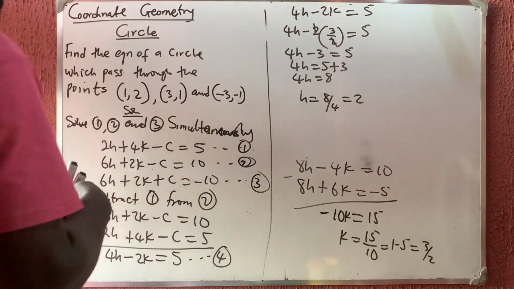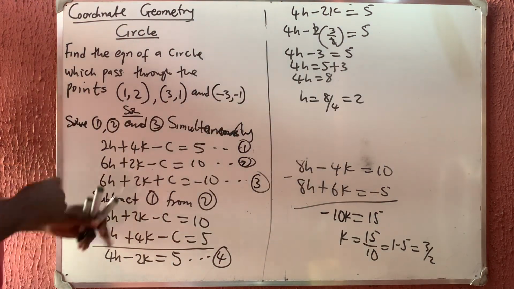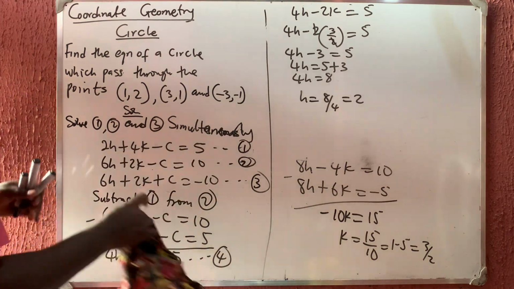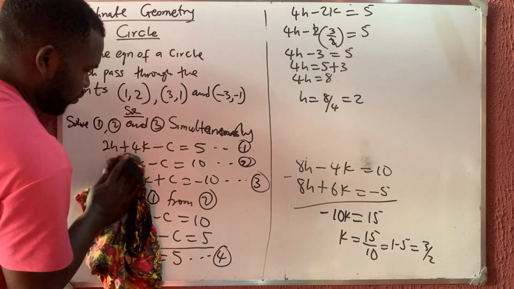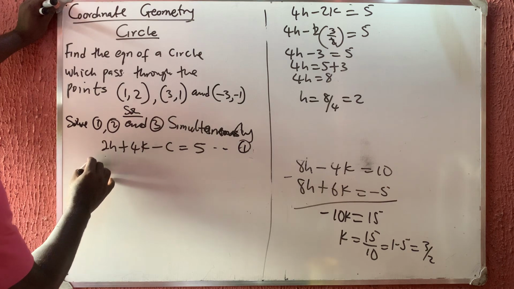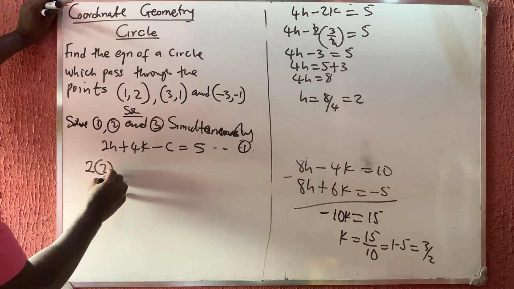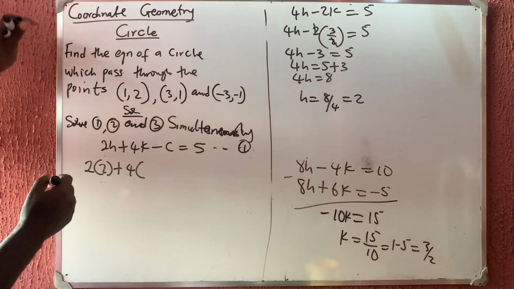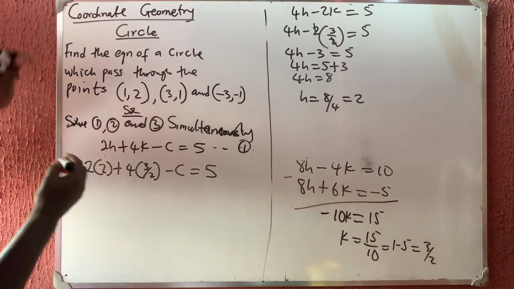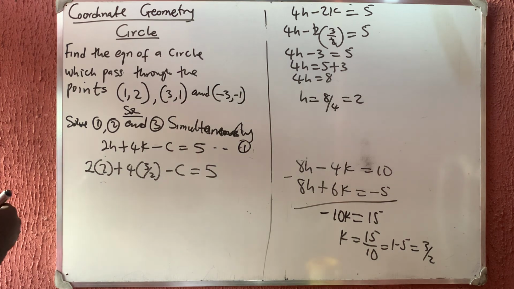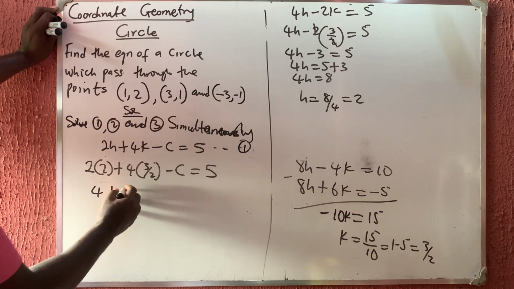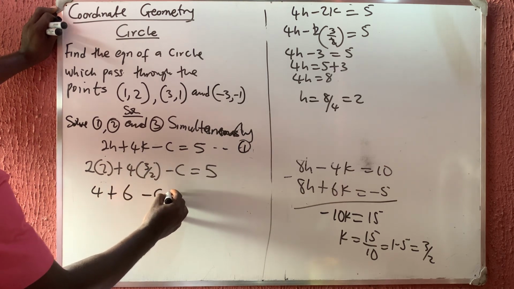So now how do you get your c that is remaining? We can substitute in either equation 1, equation 2, or equation 3. So let us substitute in equation 1. So using equation 1, let us substitute. We have 2 into my h, which is 2, plus 4 into my k, which is 3 over 2, then minus c is equal to 5. Okay, so we are having that this is 4 plus, this time this will give you 2 times 3 is 6, then minus c is equal to 5.